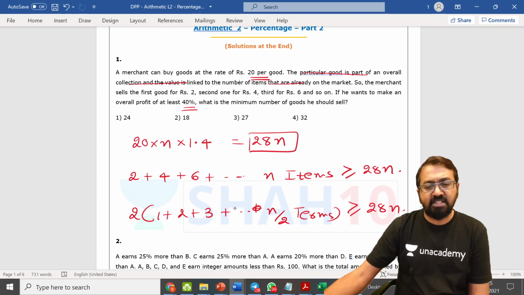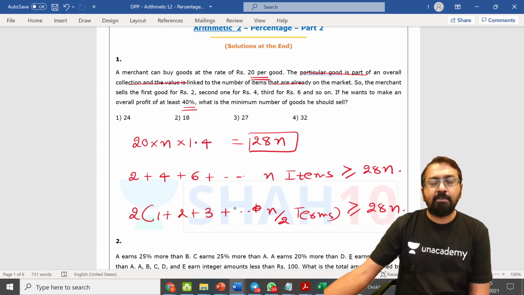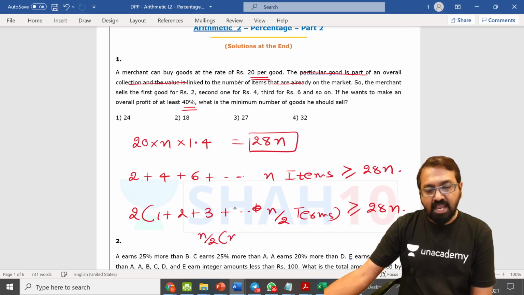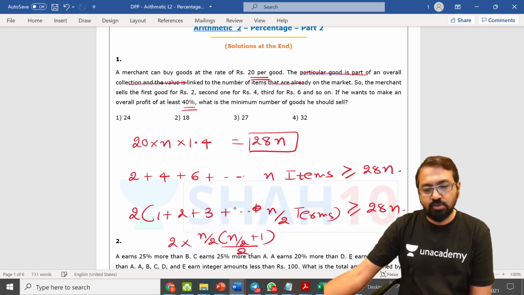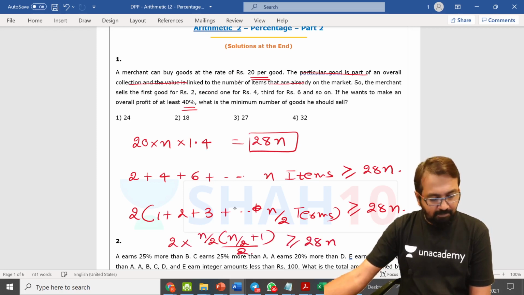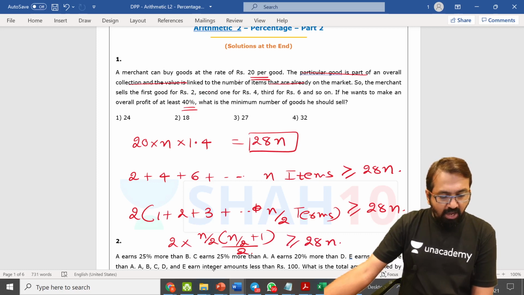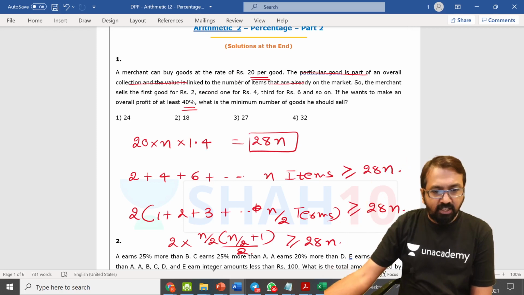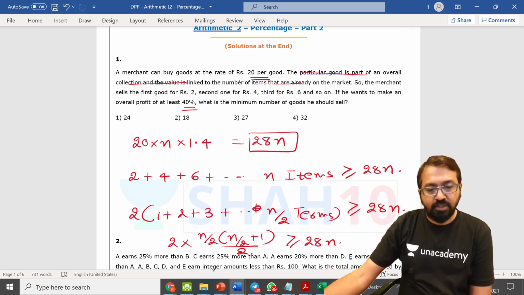If we further simplify this, this is nothing but n into n plus 1 by 2. Now here instead of n we have n by 2. So I'll say n by 2 in the bracket n by 2 plus 1 by 2, right? So 2 into this should be greater than 28n. I hope all of you are able to understand this. In fact guys, these are n terms, so we really don't need to write by 2 over here. This is a slight correction that I'm making. The number of terms will remain n only, so this will be a simple formula.